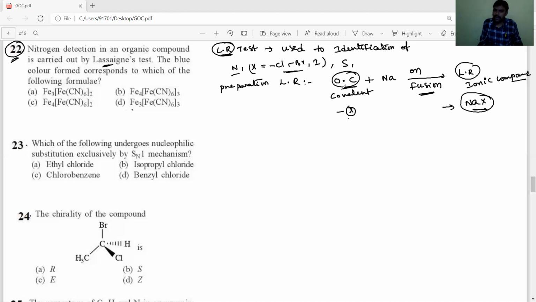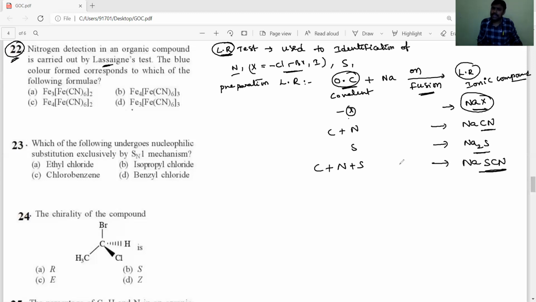If carbon and nitrogen are present, they are converted into NaCN, sodium cyanide. If sulfur is present, it is converted into Na2S, sodium sulfide. If both nitrogen and sulfur are present, it becomes sodium thiocyanate, NaSCN. If only sulfur is present, sodium sulfide, Na2S. Only nitrogen present, sodium cyanide. Halogens present, sodium halides, NaX. Like that, Lassaigne's reagent is formed.